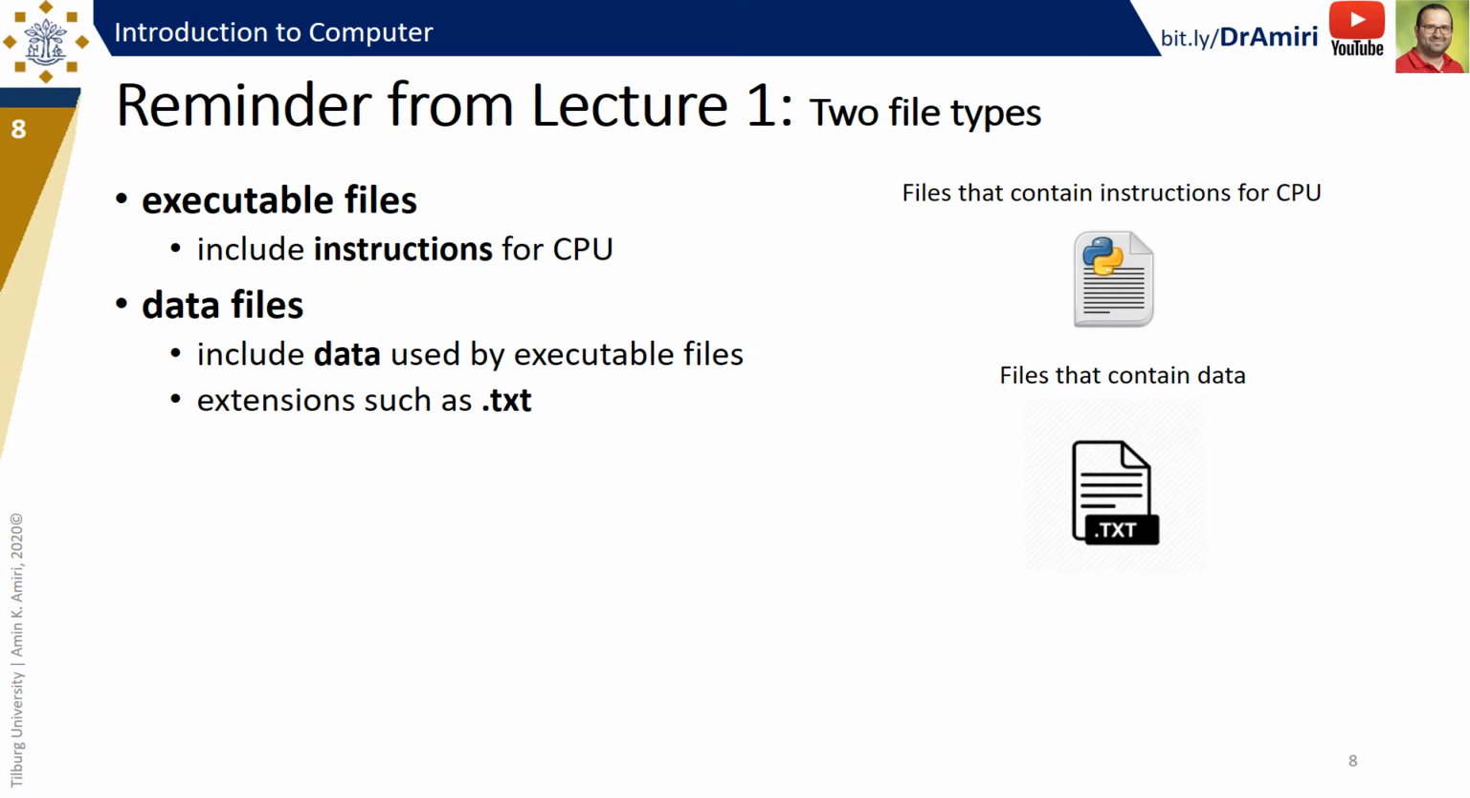In lecture 1, we learned that we have two types of files: executable files, like the Python file that we have, the file that contains instructions for the CPU, and the second type of file is data files, which include data used by the executable files. In this lecture, we usually use the extension txt, which means the data file can also be opened using Notepad.